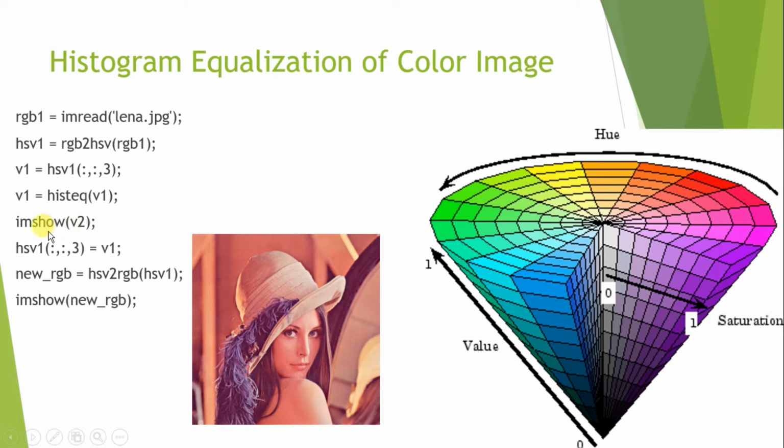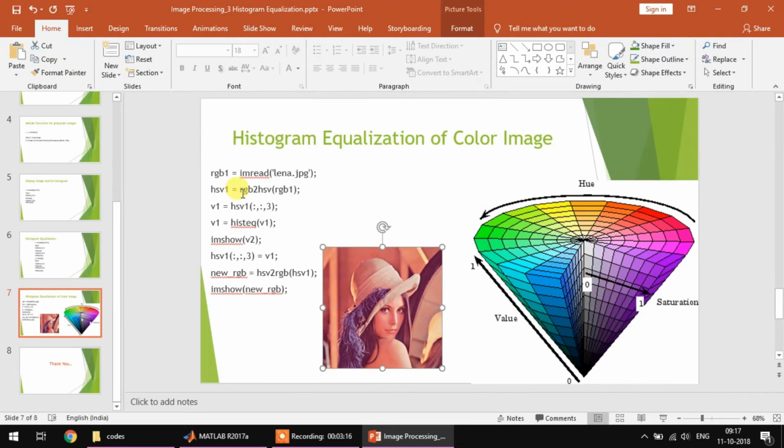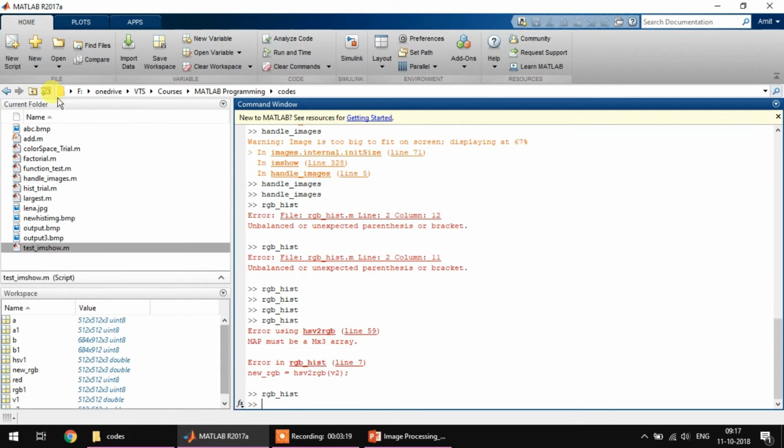We can also see it at this point, and we will also see it at this point. Then whatever component we have taken from the HSV image, we will restore it back here. So HSV1 of :,:,3 is equal to V1. So the original V1 present in the HSV image will be replaced by the new V1, which is histogram equalized. Then we convert that HSV image back into an RGB image, and then we show it. So this is the standard procedure by which you can easily do histogram equalization of an RGB image. Now let's try this program and see the output at multiple different stages.